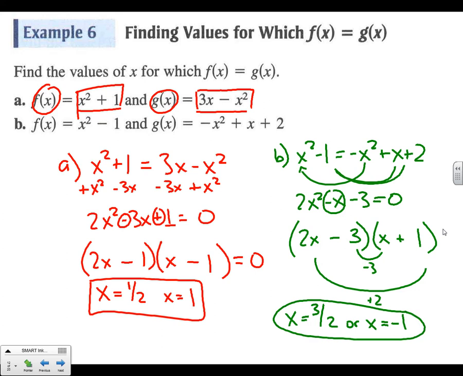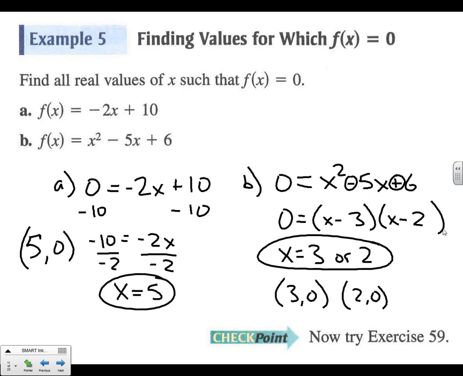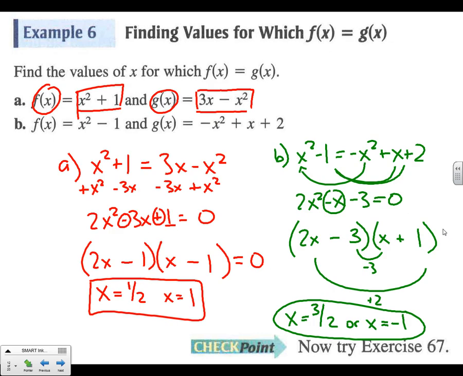Those are our solutions. All right, when you're ready, exercise 67 is all yours.